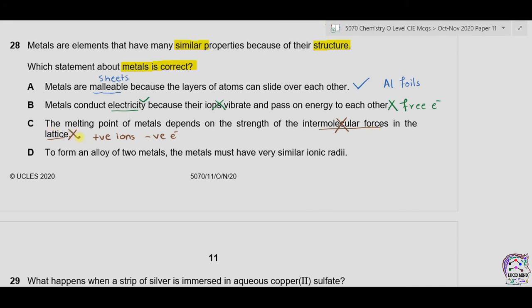C is incorrect. D. To form an alloy of two metals, the metals must have similar ionic radii. Now in the formation of alloys, metals are mixed together, and because of the different ionic radii, the sliding is difficult. So therefore alloys are harder than pure metals. So D is incorrect. The correct option is A.